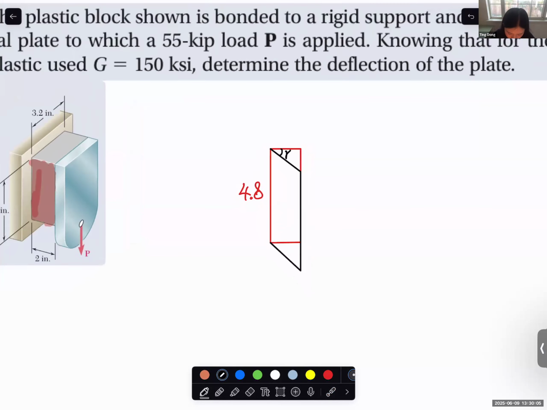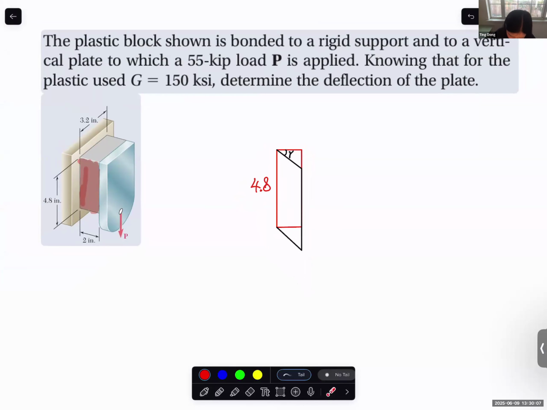And the question asked about the deflection of the plate. So from this point to this point becomes the deflection of the plate. So this is the question. Let's use delta to represent the deflection of the plate. So this is basically what the question asks: what is the delta after the force is applied? How to calculate this one?